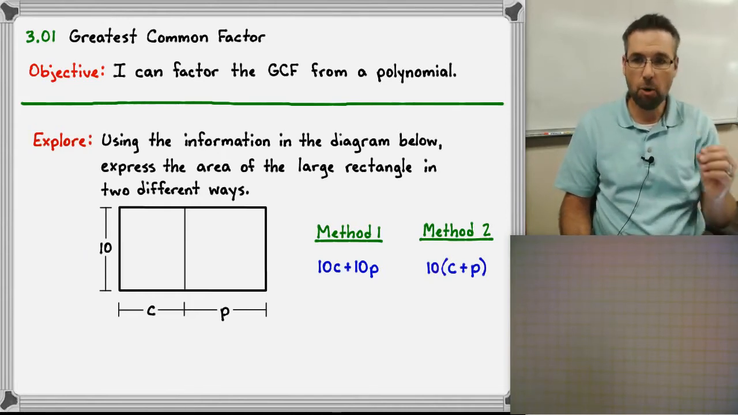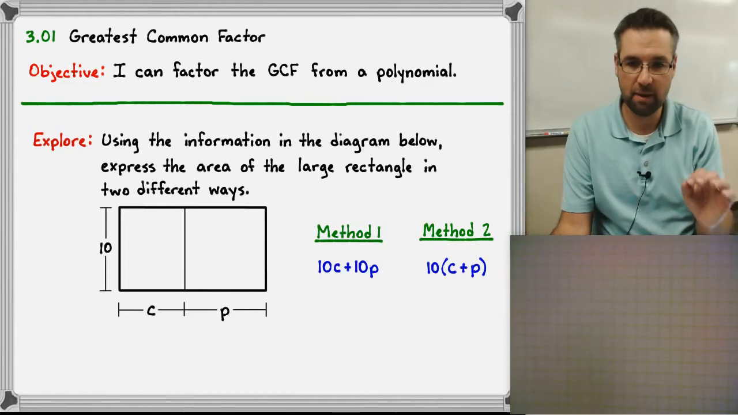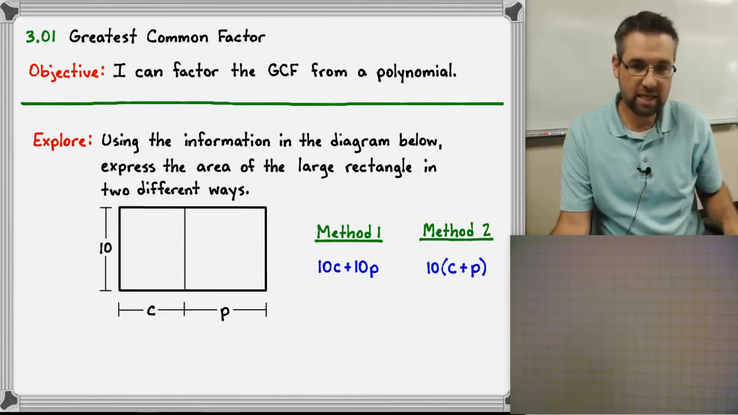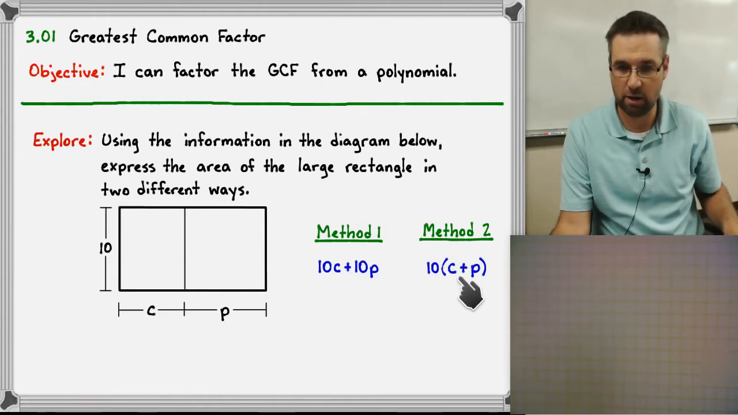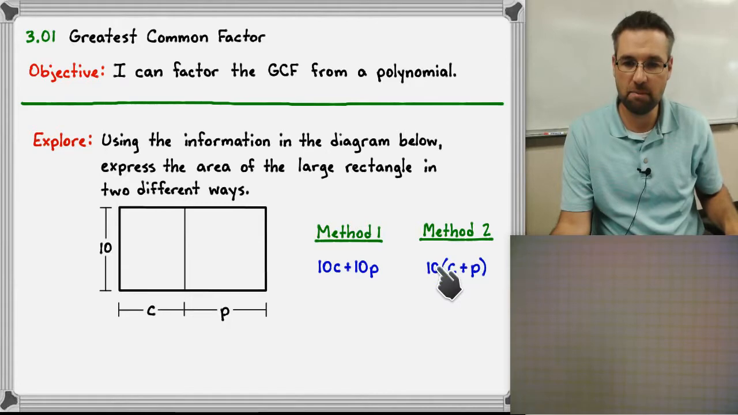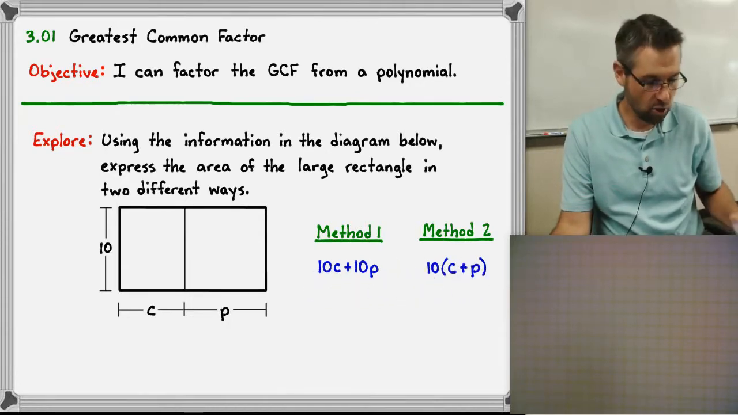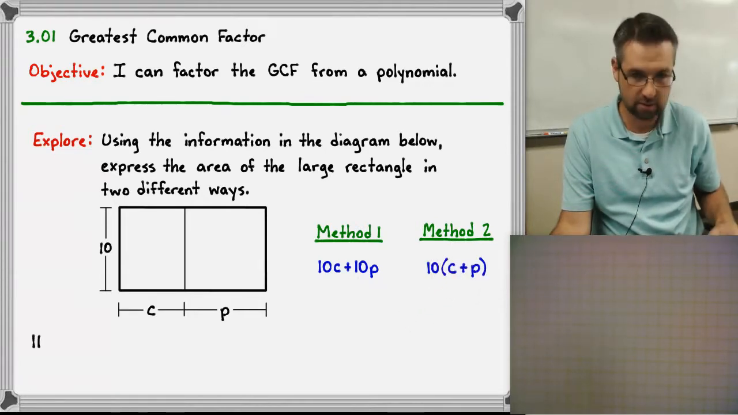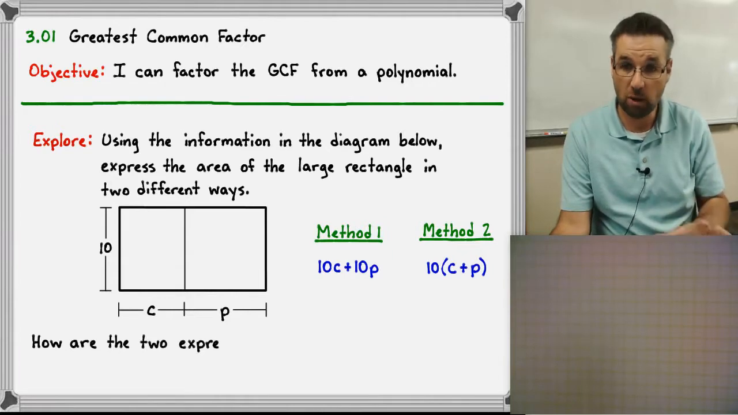Now, both of these will produce the same value, the same area. But what I want you to recognize, what I want you to understand, is that because they produce the same area, you should be able to manipulate each one of these to be equivalent to each other. So what could you do? Well, you could take method 2 and you could distribute the 10 into the parentheses. We would get 10C plus 10P. And that's exactly what method 1 is. Okay. That is one way of looking at it.